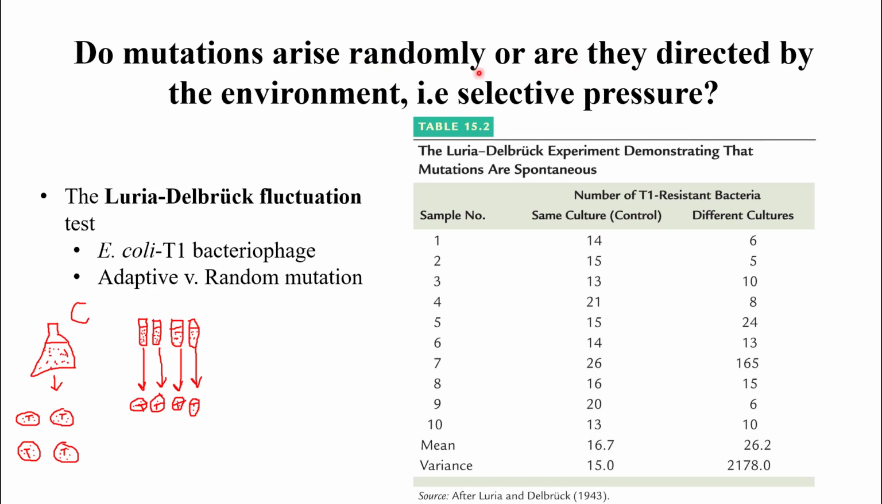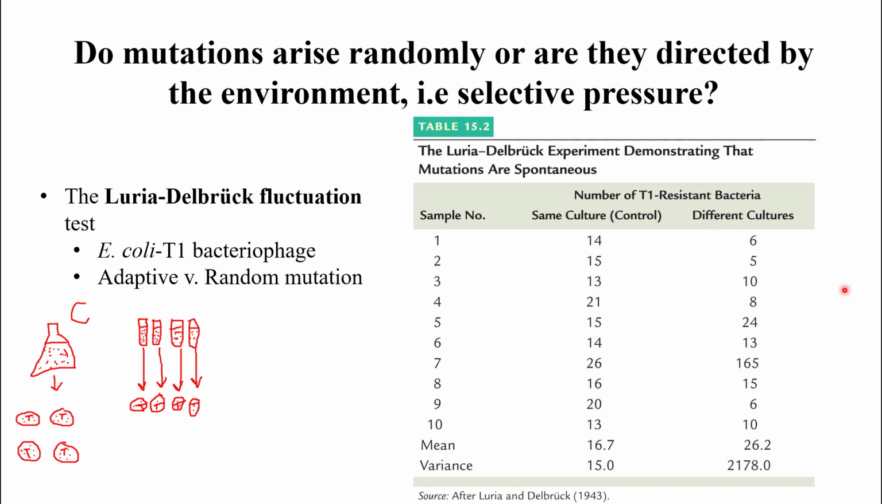Are mutations random, or are they being directed? Well, if they were being directed, what that would mean is that as soon as the E. coli is put on this medium with the T1 bacteriophage, the T1 bacteriophage infecting those bacteria would cause them to then acquire the mutation. And if you have the same amount put on the same thing, we would expect these different cultures to be very similar to the control. It's basically saying at this point, you need to mutate. It would take a little bit of time to mutate, and you'd have the same on those.